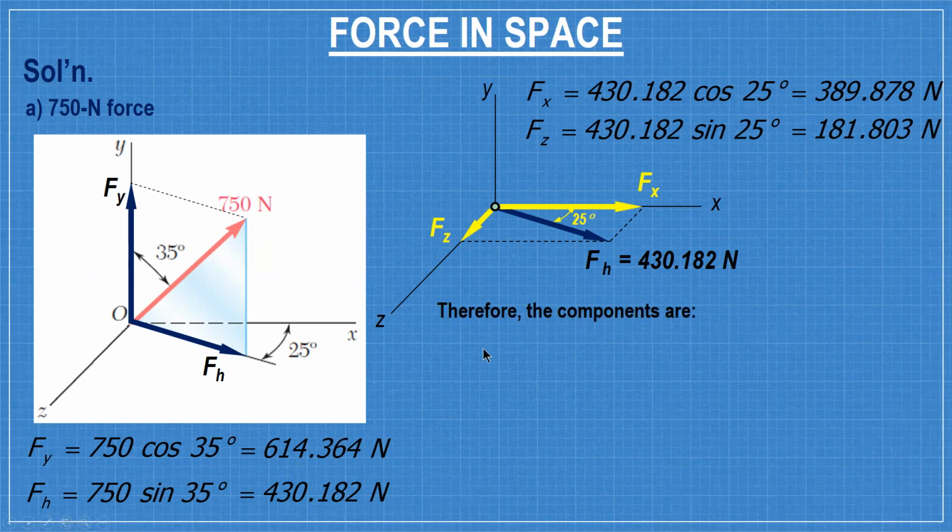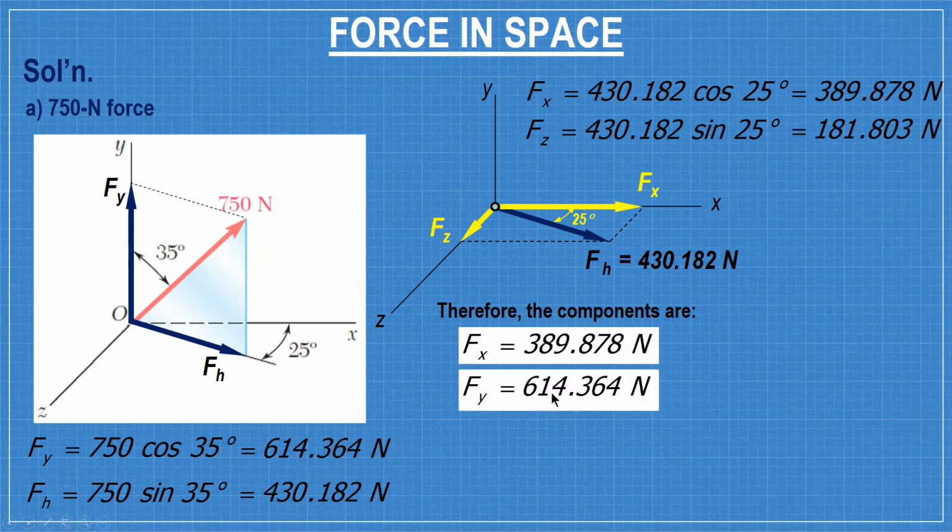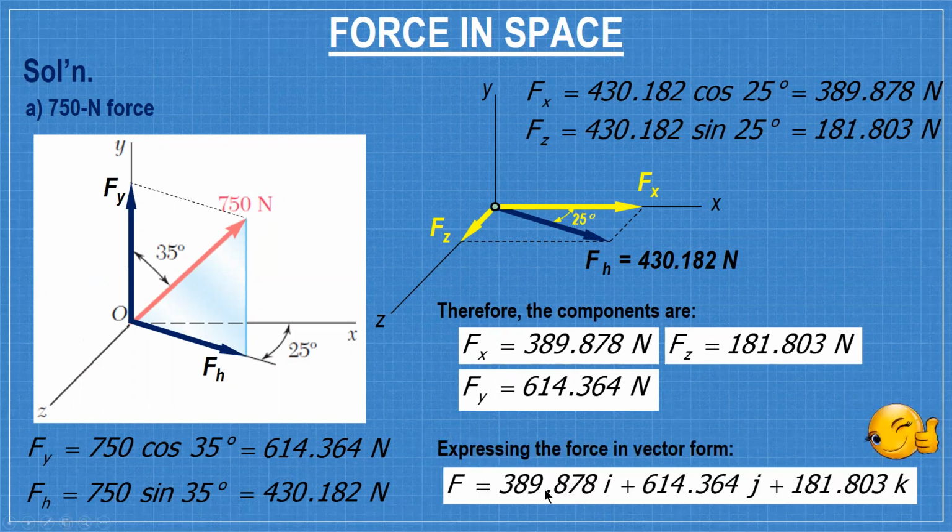So therefore, the components are Fx 389.878 newtons, Fy 614.364, and then Fz 181.803 newtons. Okay. But if you want to express the force in vector form, it looks like this. That's Fx, Fy, Fz. Since all are positive, Fx is here, Fy is upward, like this, upward, and then Z is here.